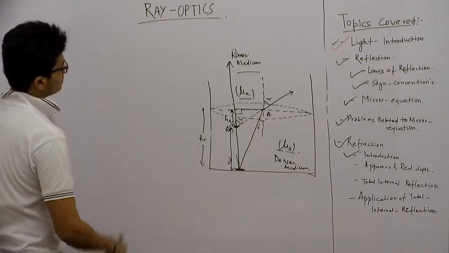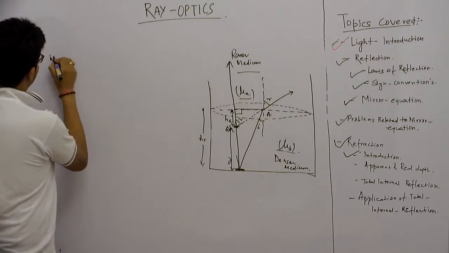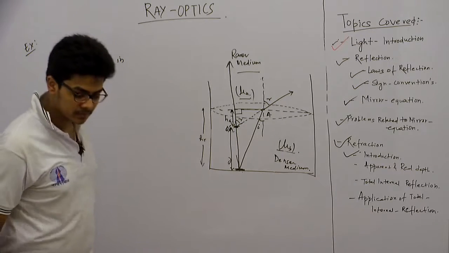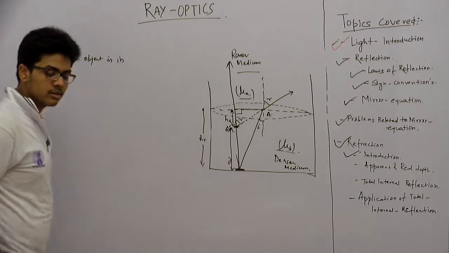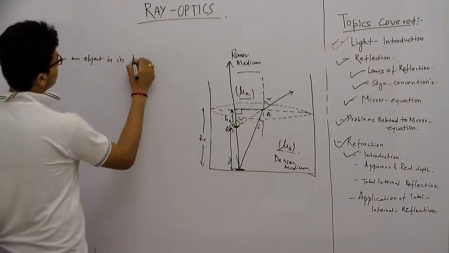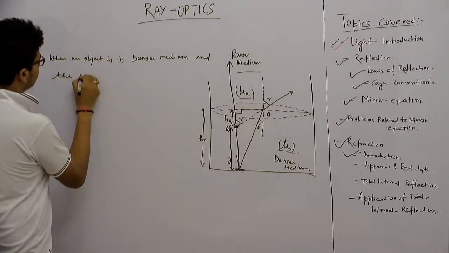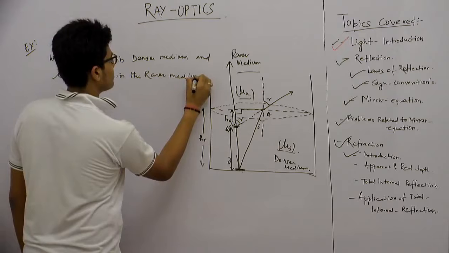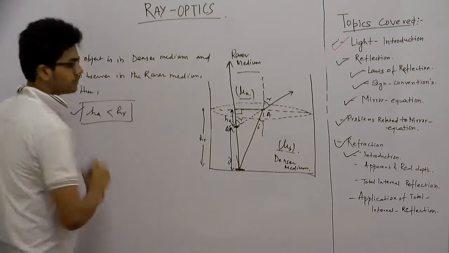Here we take some examples of this. When an object is in denser medium and the observer is in the rarer medium, then HA is less than HR.